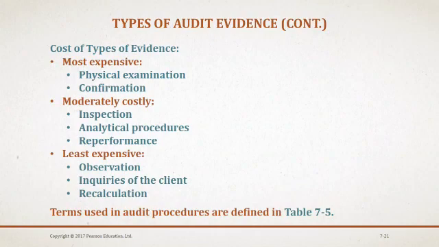In making decisions about evidence for a given audit, both persuasiveness and cost must be considered. The auditor's goal is to obtain a sufficient amount of appropriate evidence at the lowest total cost. Among the types of evidence, physical examination and confirmation are the most expensive. Inspection, analytical procedures, and re-performance are moderate in cost, and the least expensive are observation, inquiry, and recalculation.